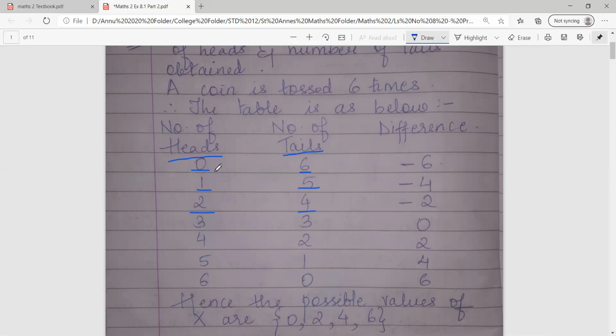So basically the difference will be 0 minus 6 is minus 6, 1 minus 5 is minus 4, 2 minus 4 is minus 2, 3 minus 3 is 0, 4 minus 2 is 2, 5 minus 1 is 4, and 6 minus 0 is 6. So as you all know, probability negative numbers are not considered. So the possible values of x, that is the difference between head and getting tails, is 0, 2, 4, 6. Thus, that's the sum. So I hope you all followed.